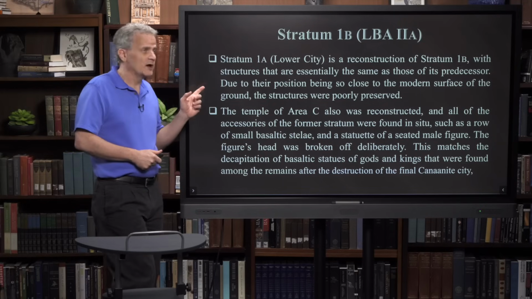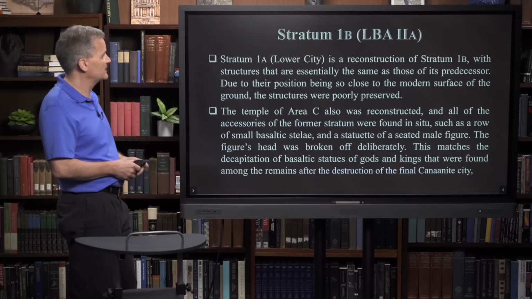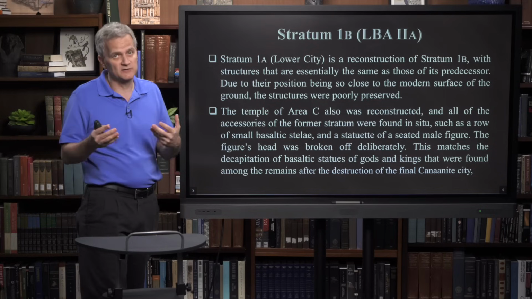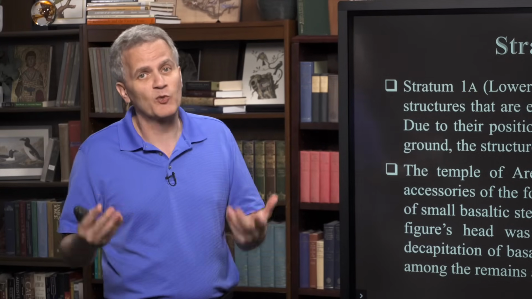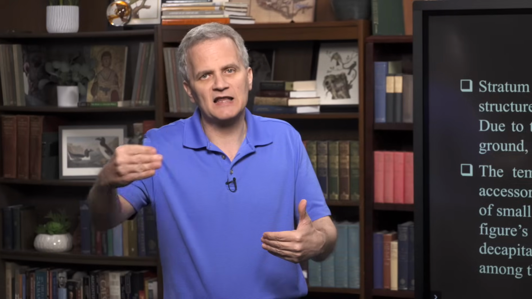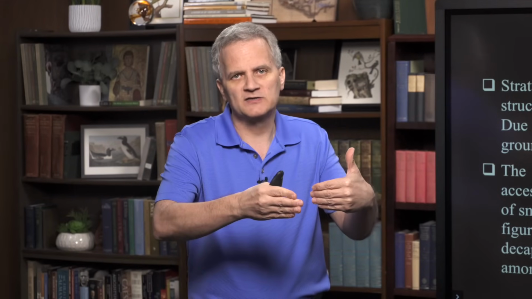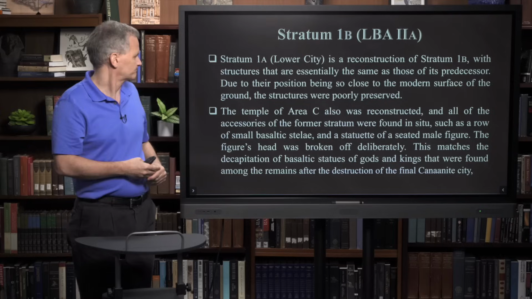So stratum 1A in the lower city is a reconstruction of stratum 1B, with structures that are essentially the same as those of its predecessor. And of course, that already should be suggesting something to you. It should be suggesting that this is probably the same cultural group that persists at the site from the end of Late Bronze Age 2A into the new phase, Late Bronze Age 2B.